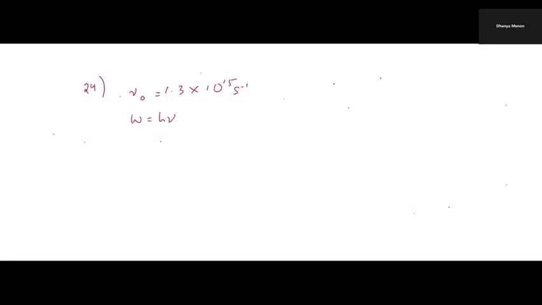So 6.6 times 10 raised to minus 34 times 1.3 times 10 raised to 15. The units are joule second times per second. So we get 8.58 times 10 raised to minus 19 joules. Okay, so this is your answer.